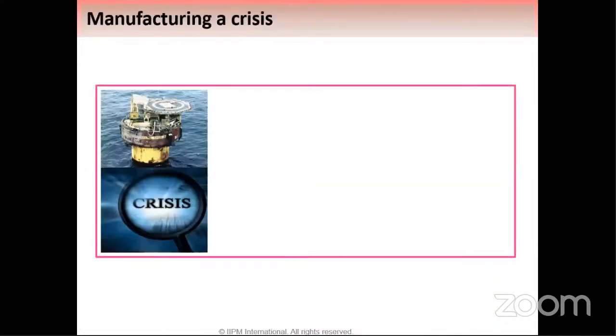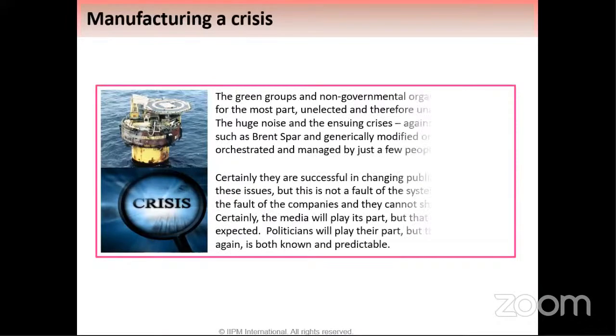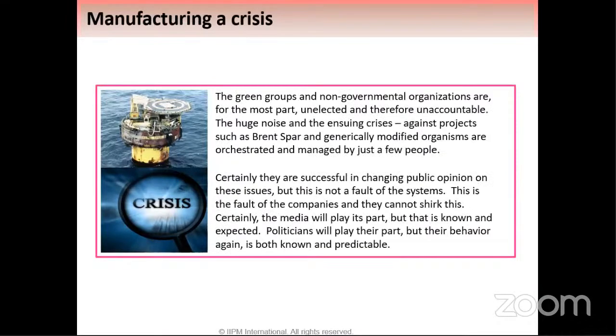Okay, then we have the manufacturer crisis. The green groups and non-governmental organizations are, for the most part, unelected and therefore unaccountable.